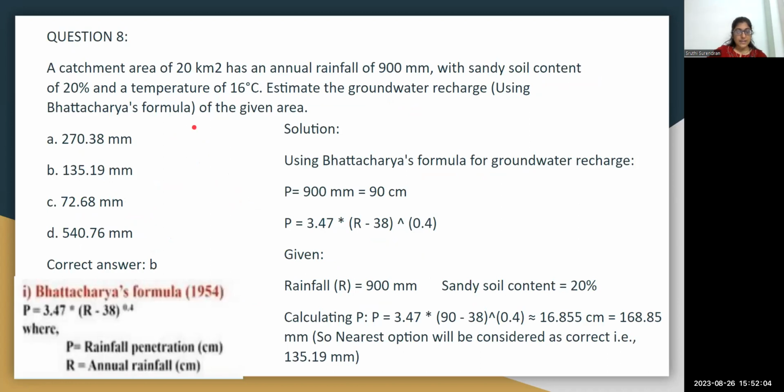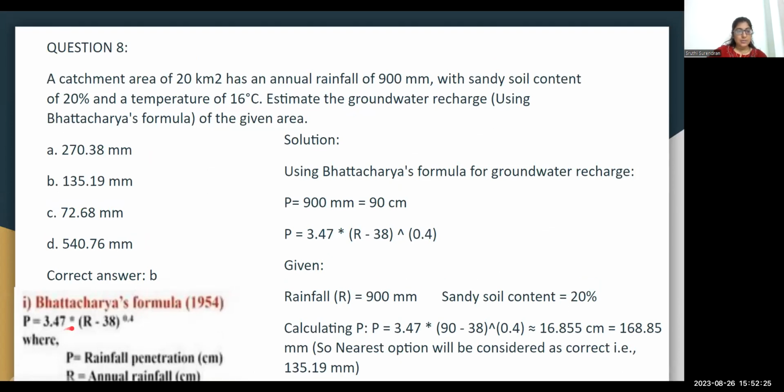Now question 8. A catchment area of 20 kilometers square has an annual rainfall of 900 mm with sandy soil content of 20% and temperature of 16 degrees Celsius. The groundwater recharge has to be estimated using the Bhattacharya formula. This is the Bhattacharya formula where P is equal to 3.7 into R minus 38, the whole power 0.4. We have no other go but to learn this formula by heart. It is an empirical formula, I believe.